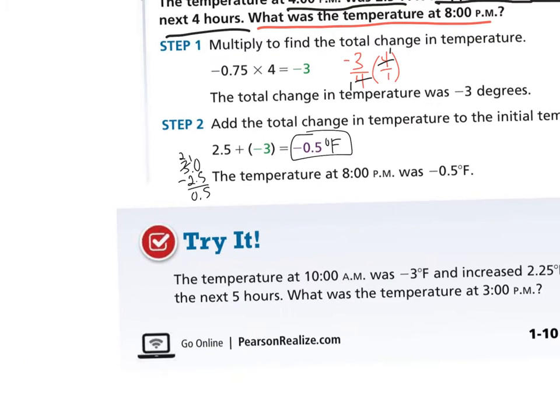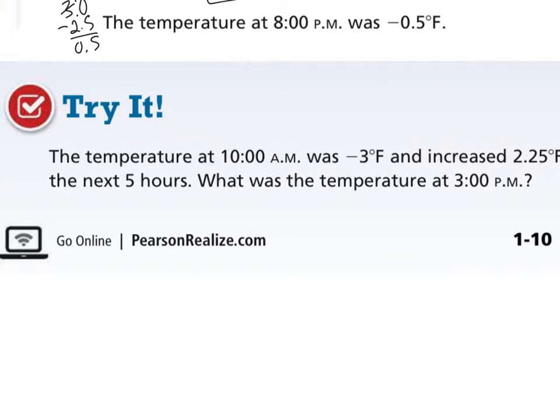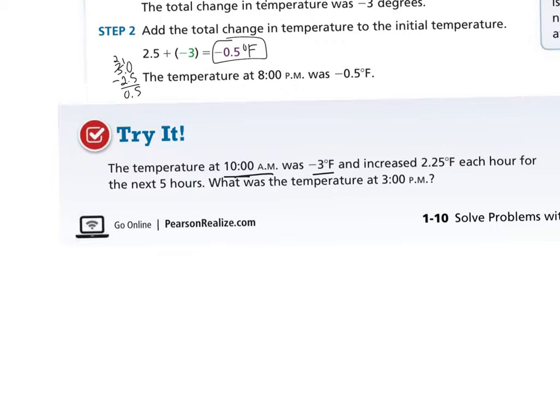So if we look at the try it, we've got a similar situation here. Temperature at 10 a.m. was -3 degrees Fahrenheit. And then it increased 2.25 degrees Fahrenheit each hour for the next 5 hours. So then we want to find our ending temperature. So first we can look at what our temperature is going to change by overall.